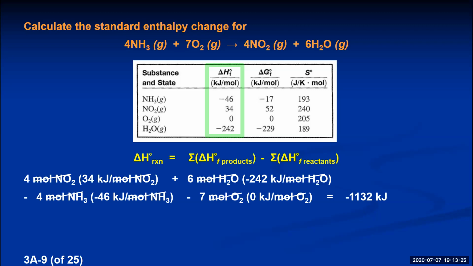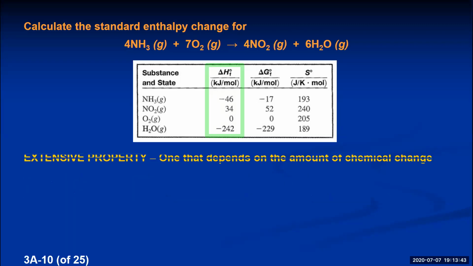That means it's an exothermic process. So when this reaction occurs, you actually combust ammonia, then 1,132 kilojoules are released. Now, the amount of energy that's either absorbed or released in a chemical reaction depends upon how much substance you're actually reacting. So we call this an extensive property. It's one that depends upon the amount of chemical change.